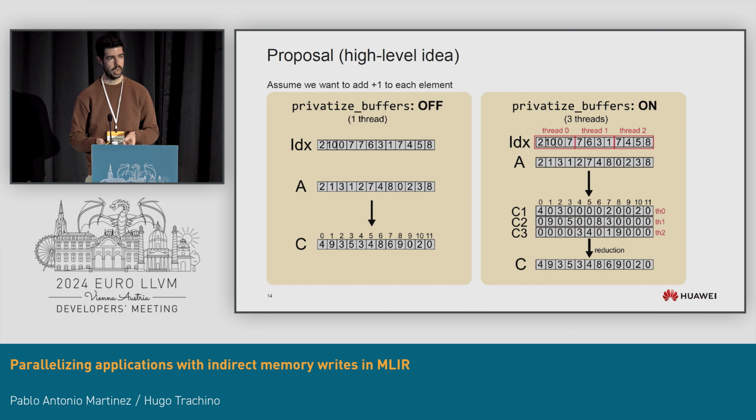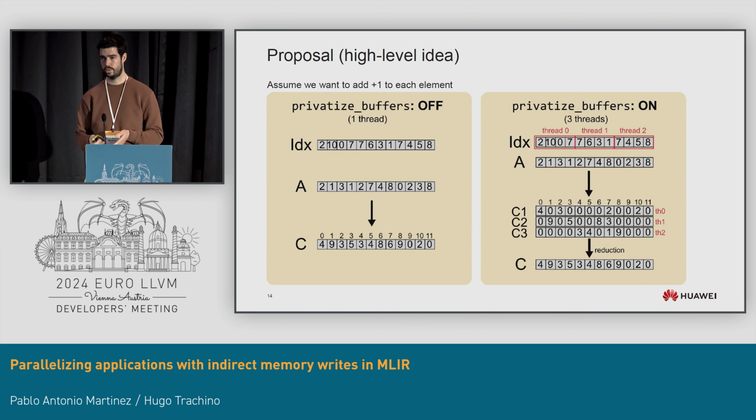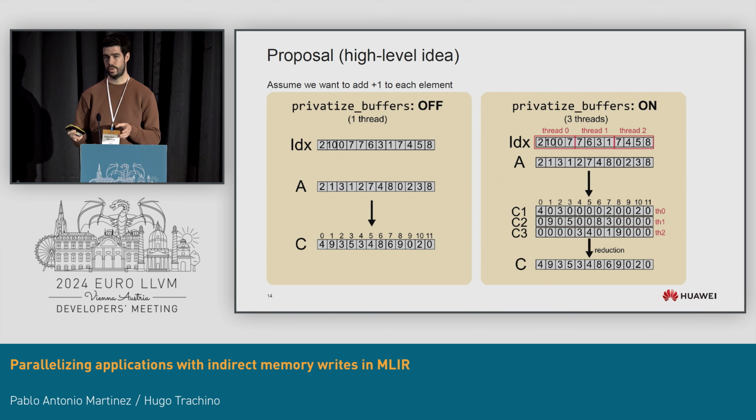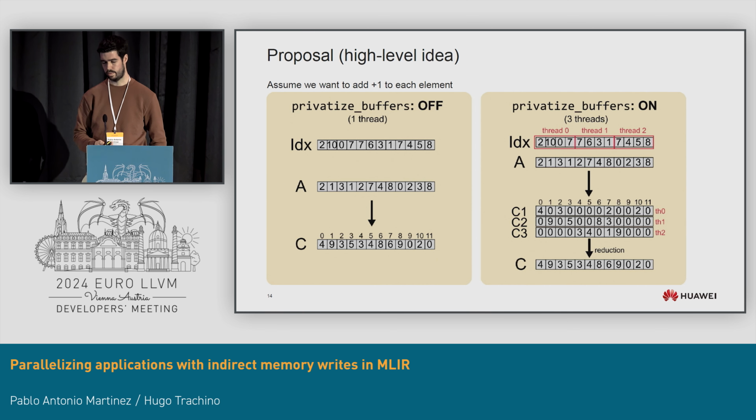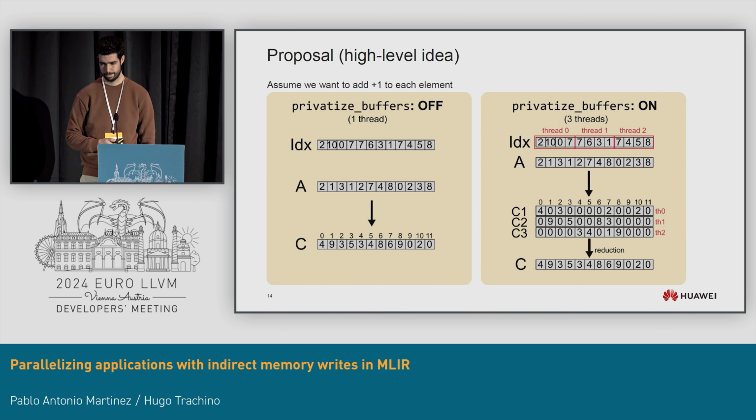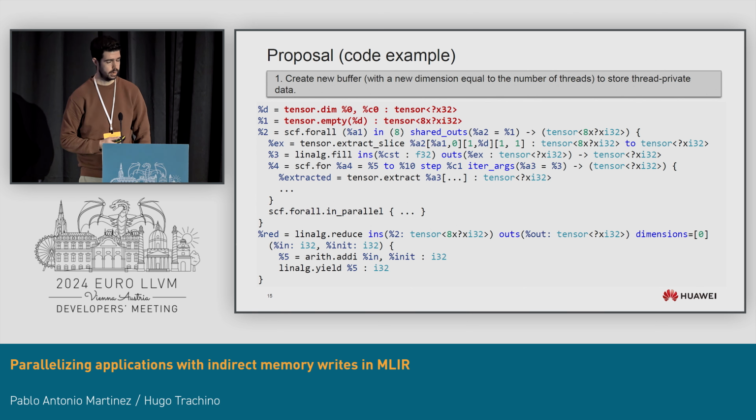And then once we have these partial results in C1, C2, and C3, then we can reduce the partial results and generate the final destination, which is in C. As you can see, the results are the same as we would be running this application sequentially. So how does it work in MLIR?